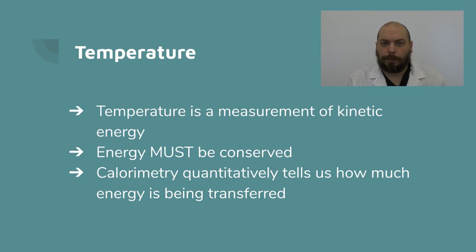Now, temperature, remember, is a measure of kinetic energy, or average kinetic energy. So the change in temperature is a representation of the change in the average kinetic energy. If the average kinetic energy is changing, there has to be a reason. Energy must be conserved. So if the average kinetic energy of the substance we're looking at is going up, that energy must have come from somewhere. If the average kinetic energy of a substance is going down, then that energy must have gone somewhere. So we use calorimetry to determine quantitatively how much energy is being transferred into or out of our system and surroundings.